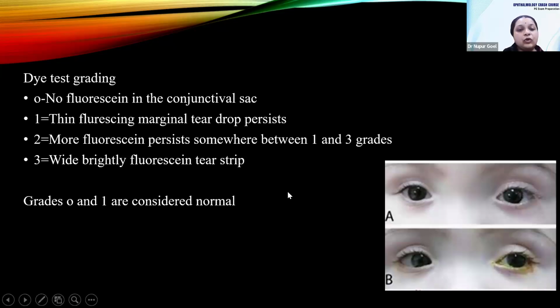So 0 is there's no fluorescein in the conjunctival sac. 1 is there's a thin fluorescein marginal tear drop which persists. 2 is more fluorescent, persists, somewhere between 1 and 3 grades. And 3 is a wildly, brightly fluorescent tear strip. So grade 0 and 1 are considered to be normal.